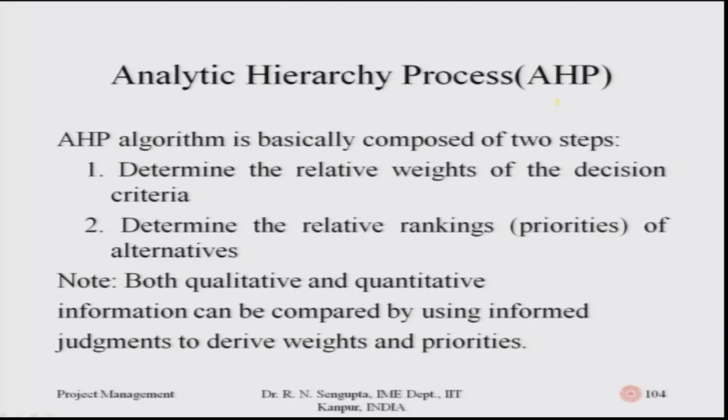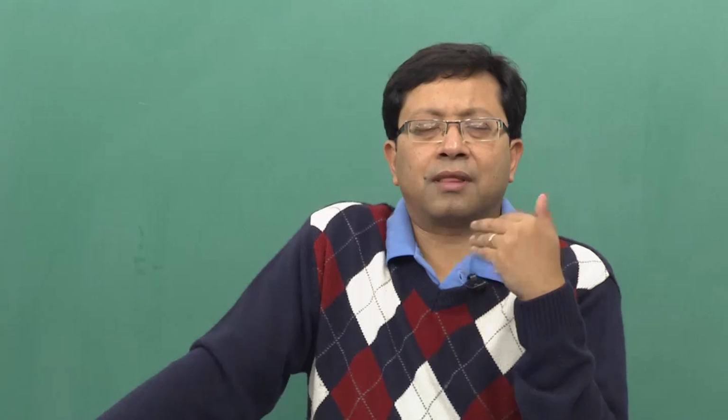So, the AHP algorithm is basically composed of two steps. The first step is to determine the relative weights of the decision criteria, based on which you will make a decision, and the second is determining the relative ranking or priorities of all the alternatives, such that the set of criteria affects the total priorities of the alternatives based on which you are trying to make a final decision. Consider this. This is the example which we will consider.